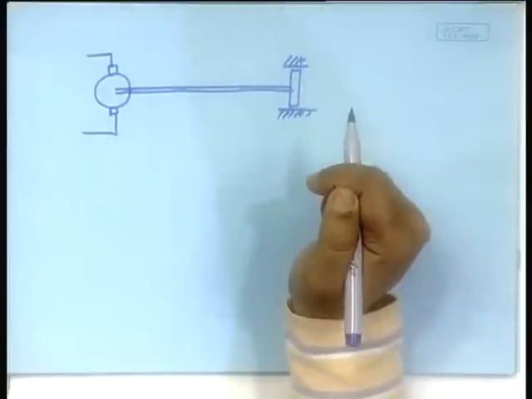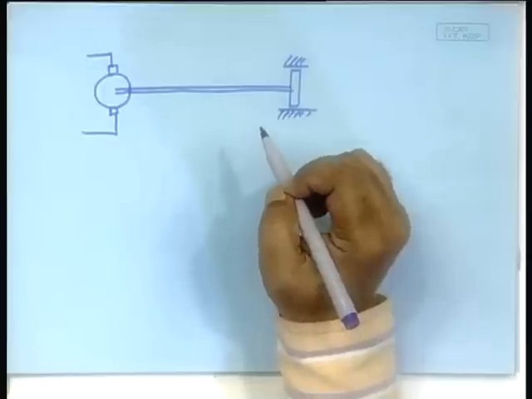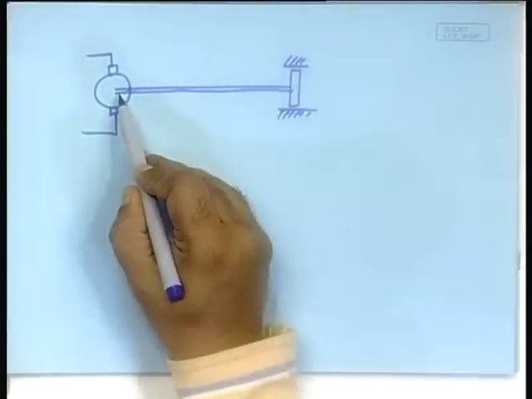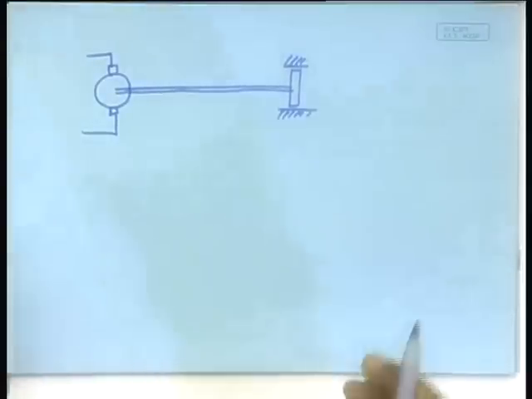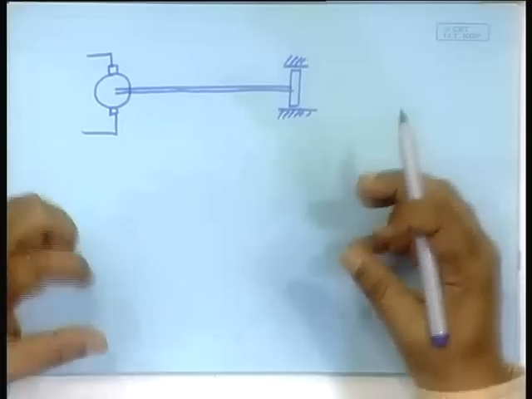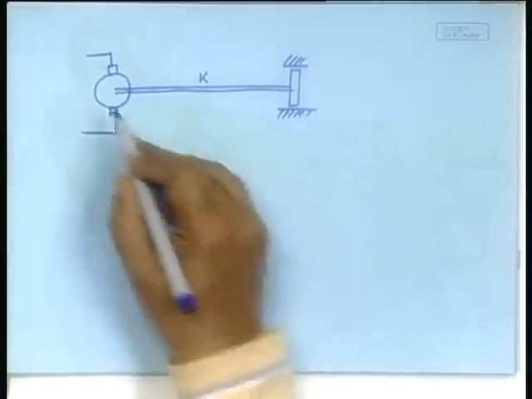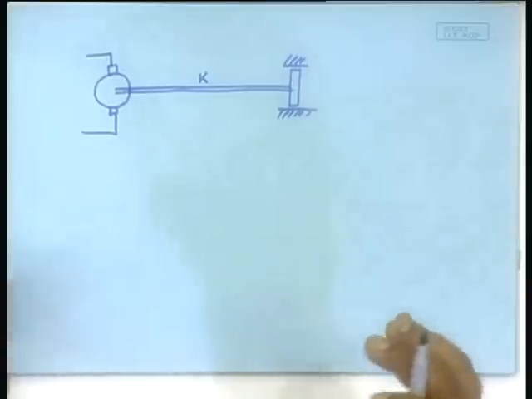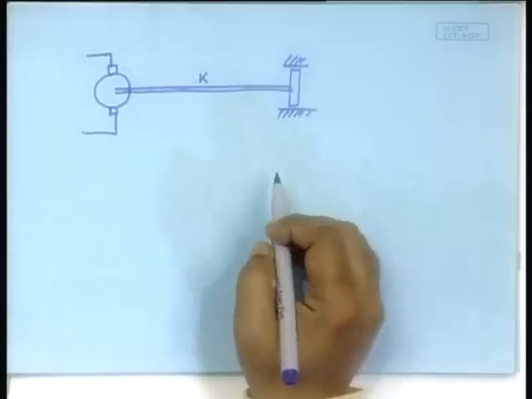Now, while discussing the problem of differential causality, I have said that one possible way out might be to assume some kind of a small amount of torsional springiness, so that you will assume some spring constant k, so that this part and that part have a bit of freedom. However small it may be, that suffices.